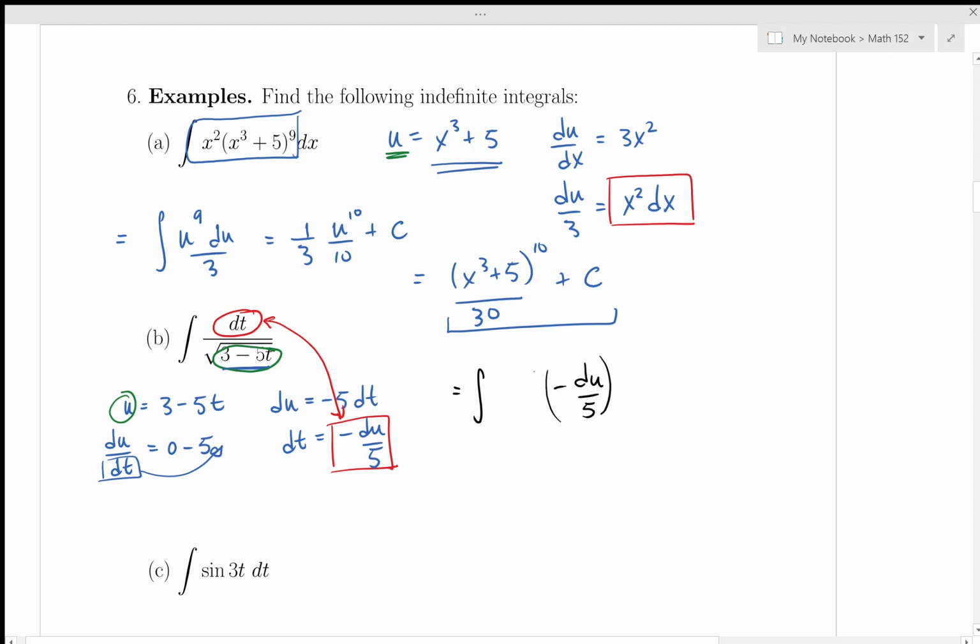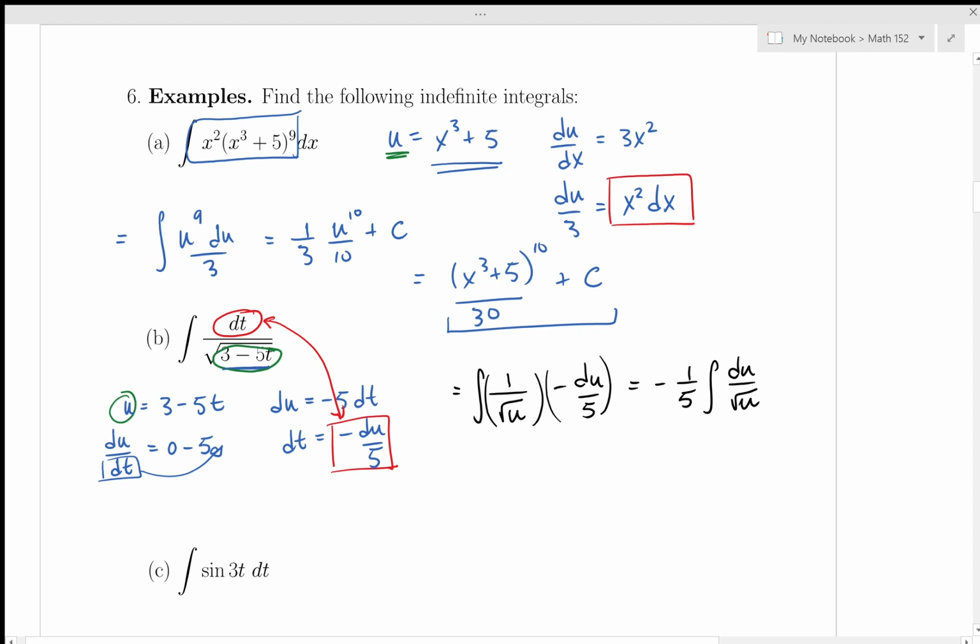Put that there. Usually I wouldn't do it quite so explicitly. I'd sort of put it together, but this is fine. And then I have 1 over the square root of u. I would likely want to write that like this: minus 1/5 the integral of du over square root u. Okay, now this is easy to do.